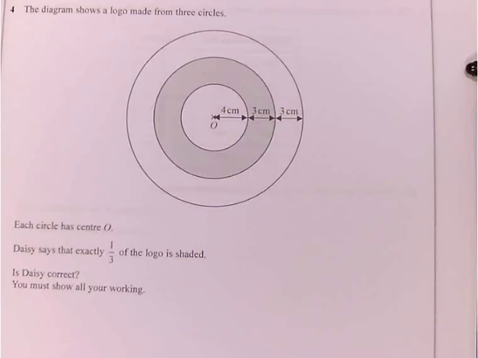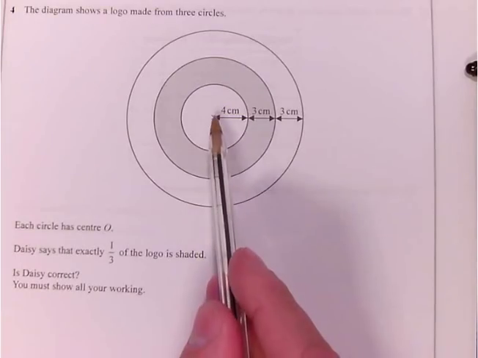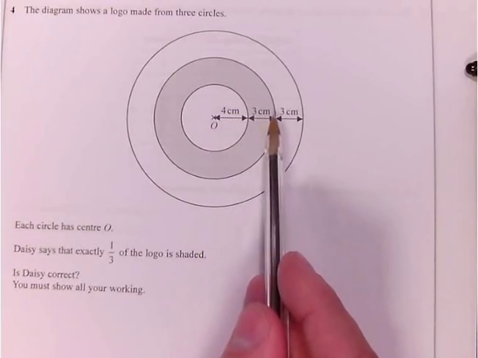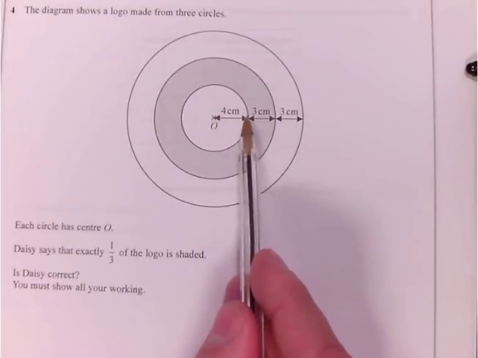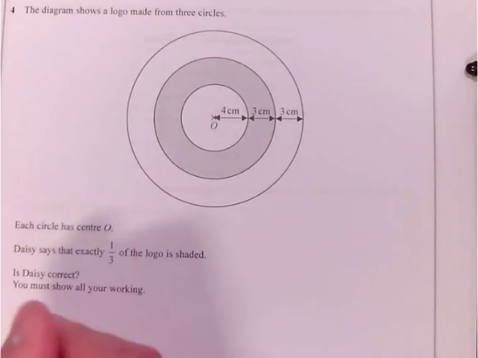So, question 4. The diagram shows a logo made from 3 circles. Each circle has a centre O. Daisy says that exactly 1/3 of the logo is shaded. Is Daisy correct? You must show your working. So, the shaded logo is a circle with a radius of 7 centimetres, but with this bit taken out of it. So I'm going to work the 7 centimetre one out first.